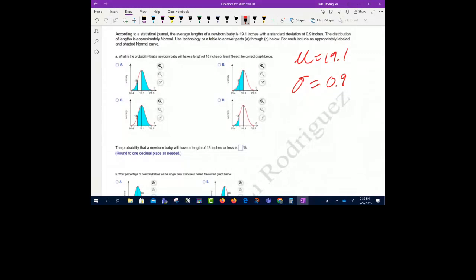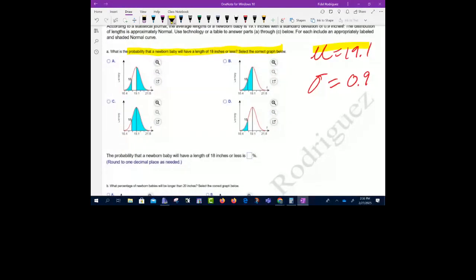The distribution is approximately normal. Using technology or a table, answer questions parts A through C below. Okay, y'all, I'm going to zoom in here and we're going to pick our graph. For part A, there are going to be two parts. We're going to find the probability, but we're going to pick our graph first. What's the probability that a newborn baby is going to have a length of 18 inches or less?